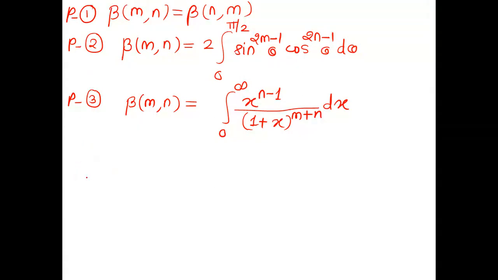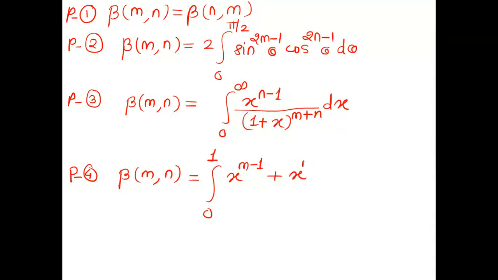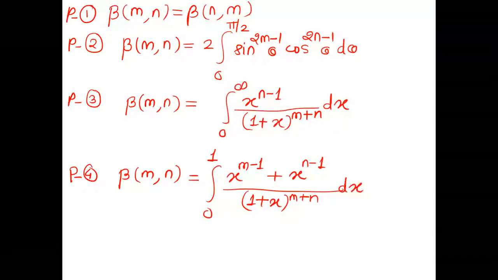So today we shall see one more property of beta function, property number 4. It's somewhat related to property number 3. What we have to show here is that beta of m, n is equal to the integral from 0 to 1 of x raised to power m minus 1 plus x raised to power n minus 1 upon 1 plus x raised to power m plus n, and integration is with respect to x. So let's see how we can prove this.